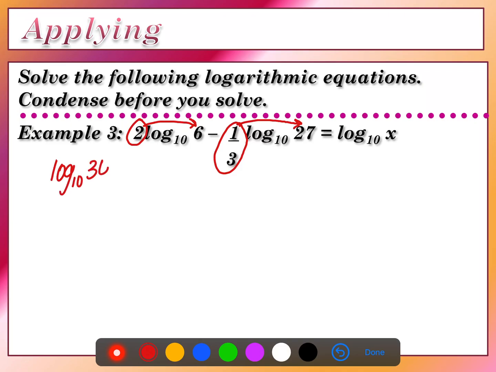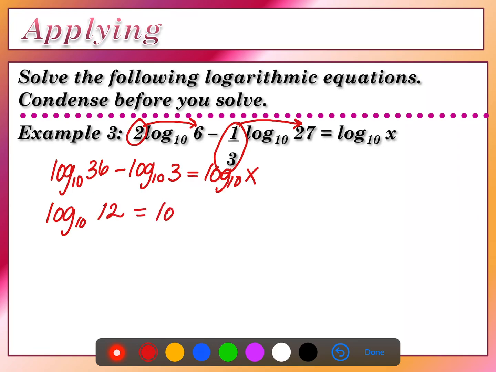Okay, so log base 10 of 36 minus log base 10 of 3. Okay, subtraction turns into division. So I would be doing 36 over 3. Well, 36 divided by 3 is just 12. Okay, so you don't have to condense this all the way down in one step. You could take baby steps. You could even write out 36 over 3.